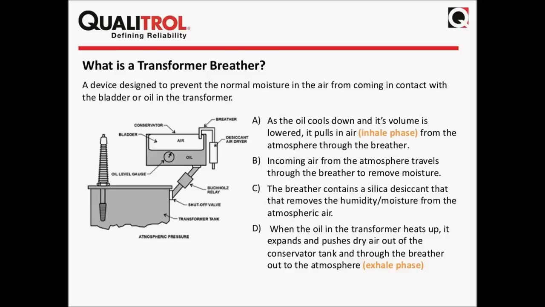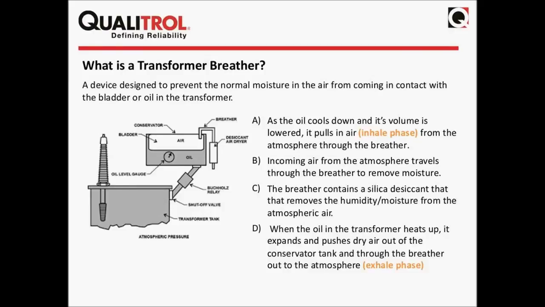The way that a breather works is as the oil cools down and its volume is lowered, so as your transformer is either under less load or the temperature drops, the level of oil is going to be lowered, and that is called an inhale phase of the transformer because the transformer is going to pull in air from the atmosphere through that breather that you see again up in the upper right-hand side of your slide here.